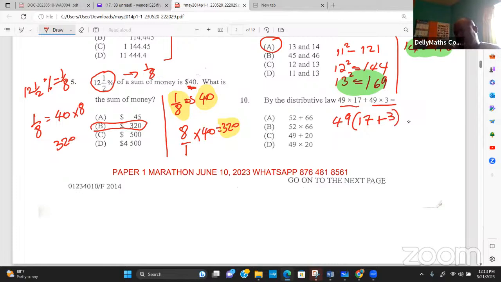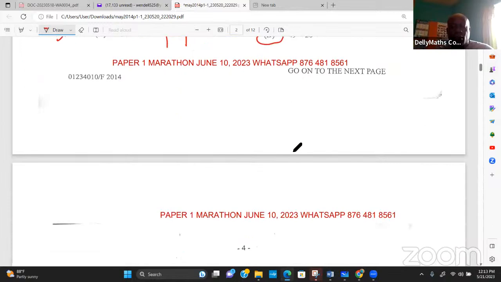So you can see it coming out, whether or not you are well aware. You could employ a little bit of what you learned. You see a common factor of 49, take it out, and you will see it's 49 times 20. Another way that people look at it is that we normally say 49 times 17 plus 49 times 3. So 17 and 3 gives you 49 times 20. You could look at it like that. It's up to you.